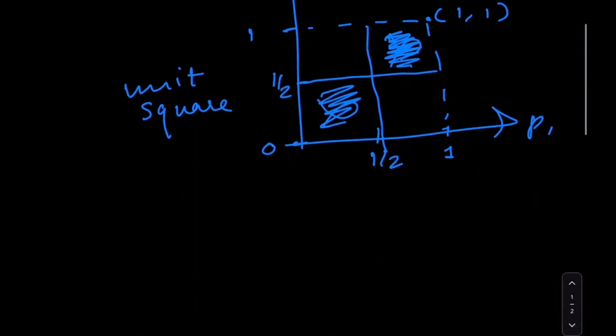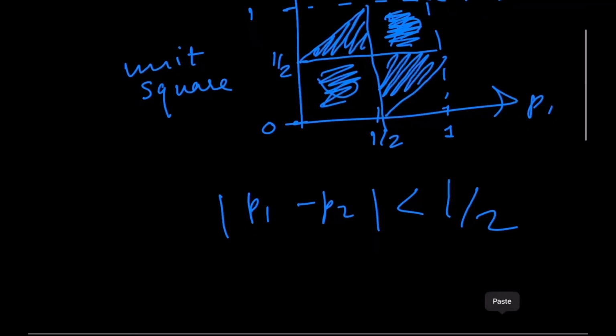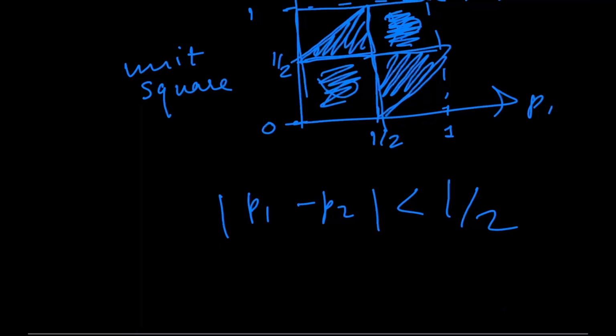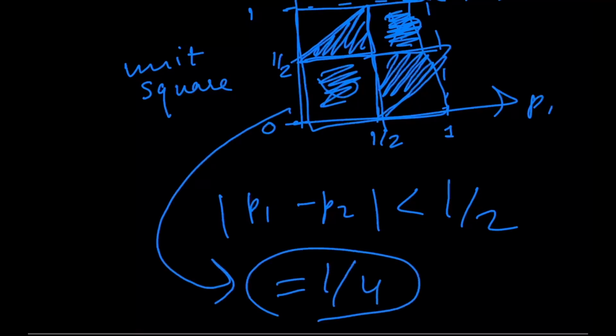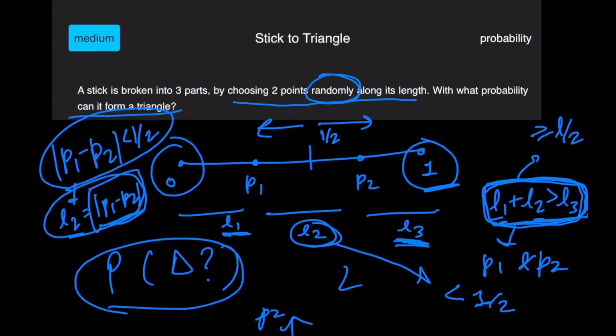So plotting out the modulus of P1 minus P2 less than 1 by 2, we get these two portions over here, basically this portion and this portion. And if you calculate the areas of these two portions and divide it by the entire area of the unit square, you get a value of 1 by 4, which is the answer to this problem. This is the probability that we can form a triangle from the three subparts of the stick that we get by choosing 2 points randomly along its length.